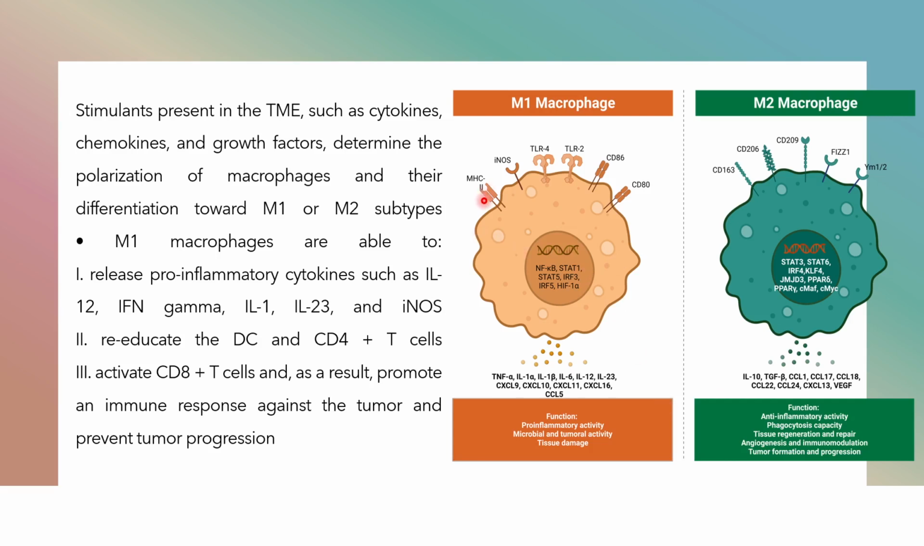See here, M1 is an MHC class 2 antigen presenting cell, and its function is pro-inflammatory activity, microbial and tumor activity, and tissue damage. This is the function of M1 macrophage. Next is M2 macrophage. Its function is anti-inflammatory activity, phagocytosis capacity, tissue regeneration and repair, angiogenesis and immunomodulation, tumor formation and progression. So which one helps in the formation of tumor and progression? This M2 macrophage.